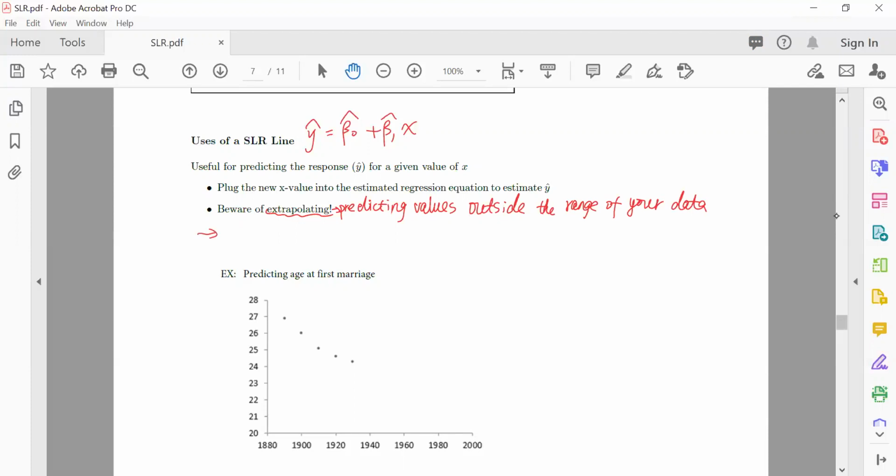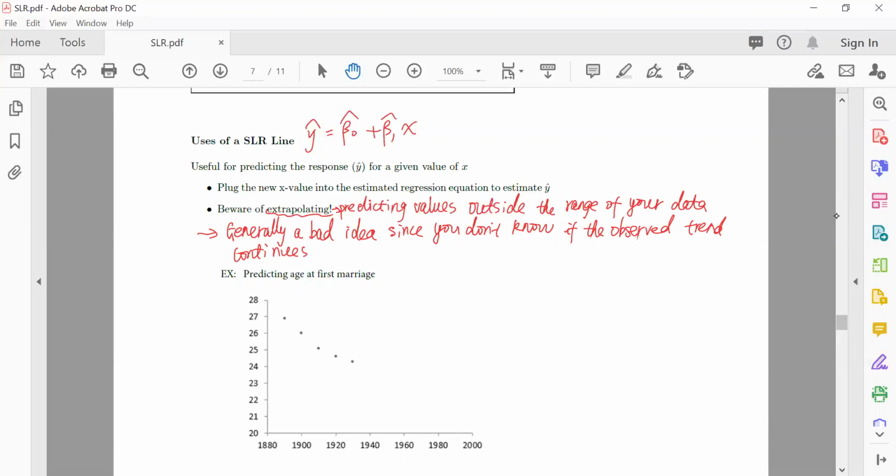This is generally a bad idea because you don't know what your pattern looks like outside the range of your data, since you don't know if the observed trend continues.